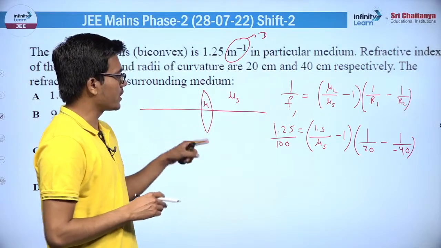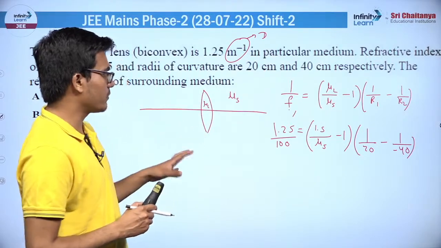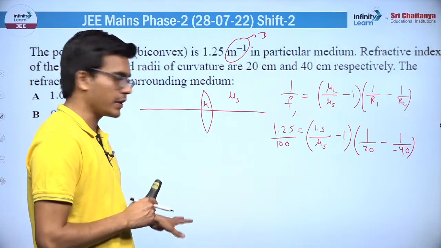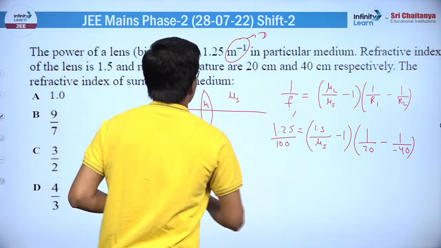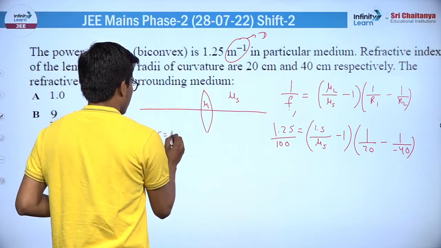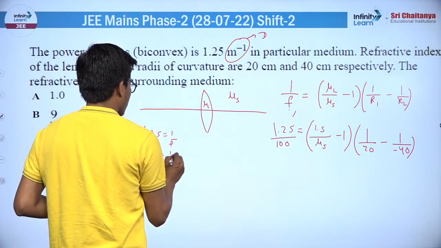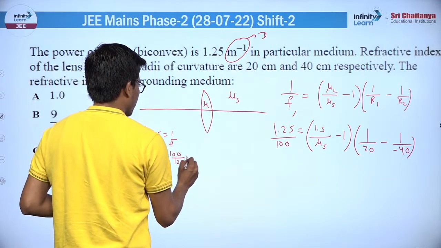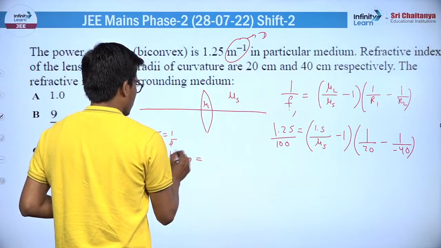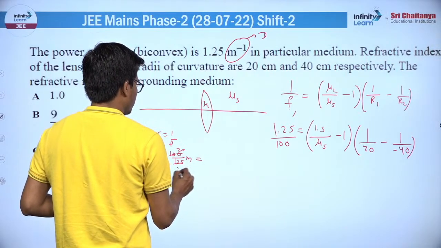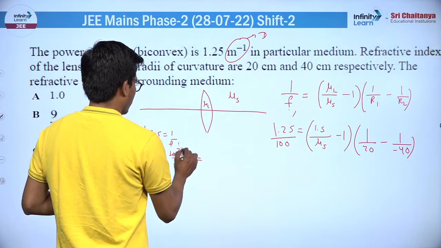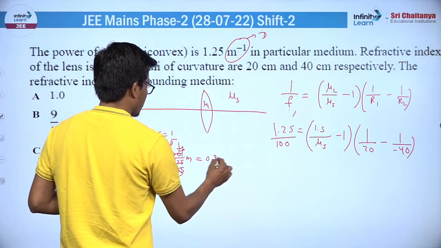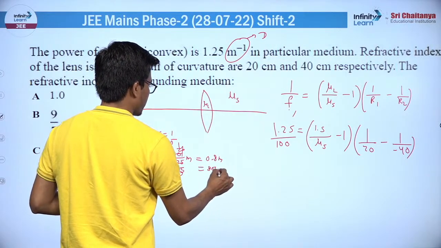meter inverse. So dividing by 100, we will get it in centimeter also, right? All right, or you can write 1.25 is equal to 1 by F. So F is 100 by 125 meter, it means 4 by 5, means 0.8 meter. So 80 centimeter you can write.